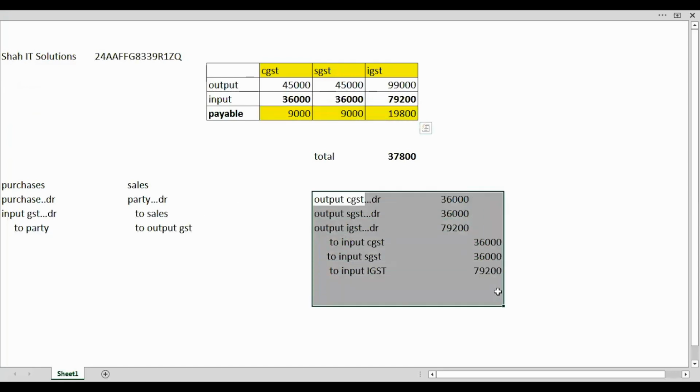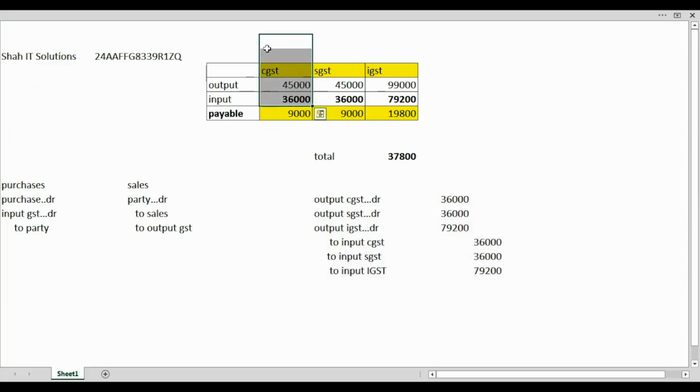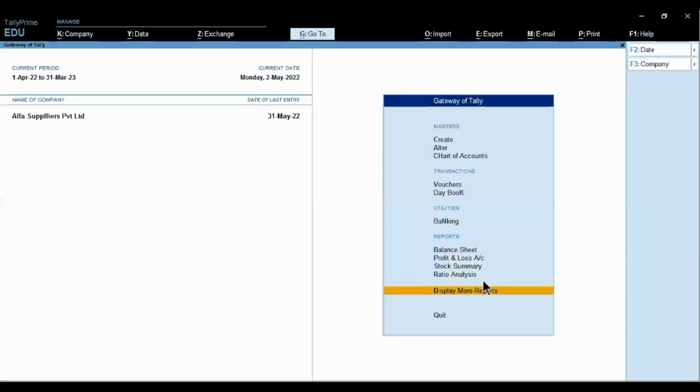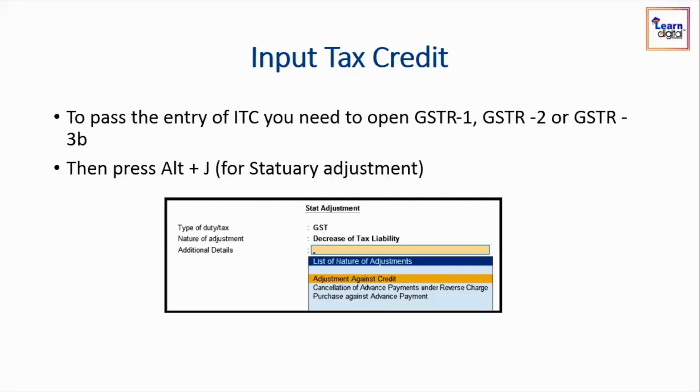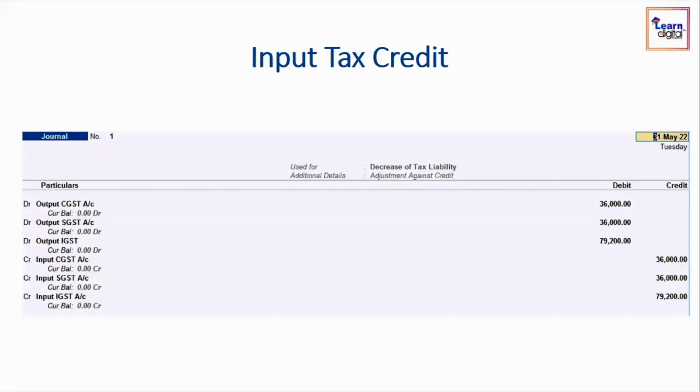So this much we have done. We passed the JV. In the JV, output GST, all the ledgers, debit to input GST, all input ledgers. And the amount, we will check each and every type of tax, CGST, SGST and IGST. In that, whichever amount is lower, total output or total input, that amount will be entered in this entry. This is the screen of the entry that we have just passed.